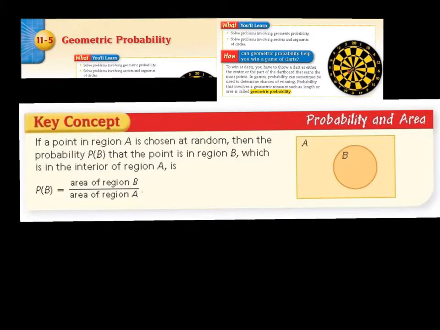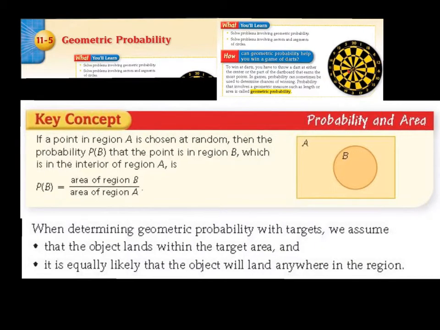If a point in region A is chosen at random, then the probability, P of B, that the point is in region B, which is in the interior of region A, is the area of region B divided by the area of region A. This fits nicely with our basic definition of probability that is favorable over a total number of outcomes. When determining geometric probability with targets, we assume that the object lands within the target area, and it is equally likely that the object lands anywhere in the region.